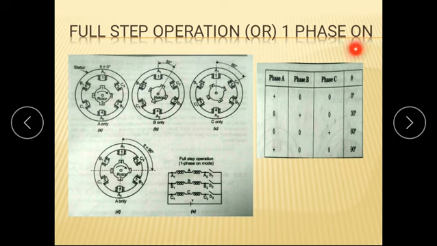One phase on means you will give excitation to only one phase at a time. So only A only, B only, C only. It represents that one phase is excited at a time. Okay, so at 0 degree, the rotor position is like this, teeth 1 and 3. Then you give excitation to the B phase.